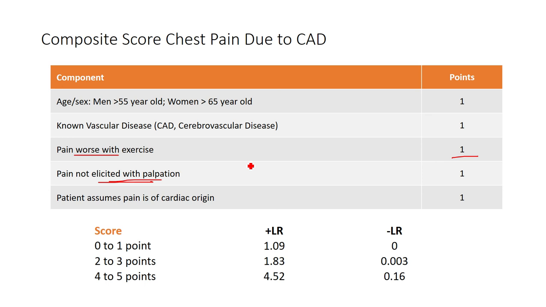If the patient assumes their pain is of cardiac origin, quite often the patients who have had heart attacks know what it feels like. So if they feel like they're having those symptoms, I wouldn't be too surprised if they're actually having an MI. You can add these together, and a likelihood ratio of 4 to 5 is pretty strong. So it's something you can even use in your clinic practice. And this won't be the first time you see this model.